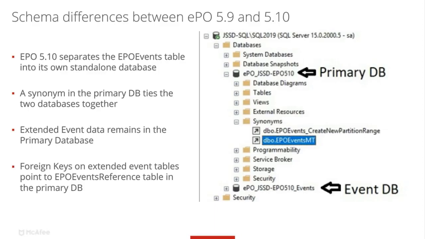And so how do we tie these things together? Well, the answer is there is a synonym. This is a concept in SQL in the primary ePO database that points to the threat events database, specifically to the ePO events table in the threat events database. So what does that mean? That means if you run a query in your primary ePO database against select asterisk from ePO events MT, even though that table does not exist in the primary database, it will query the events database using this synonym.